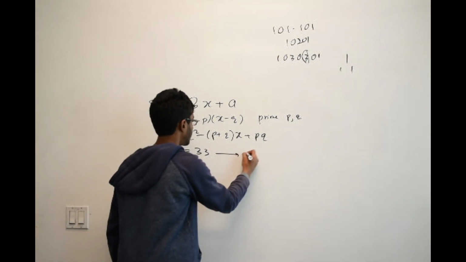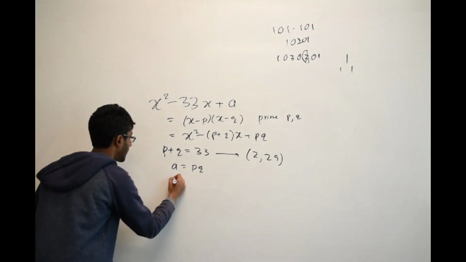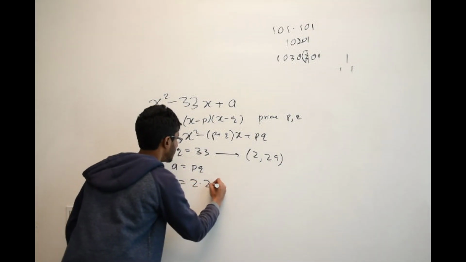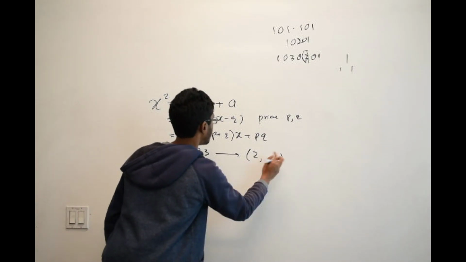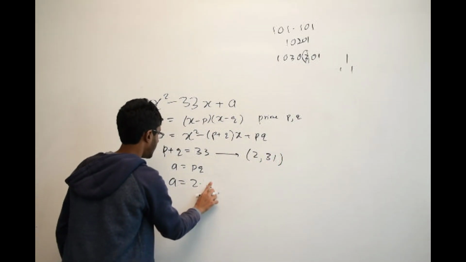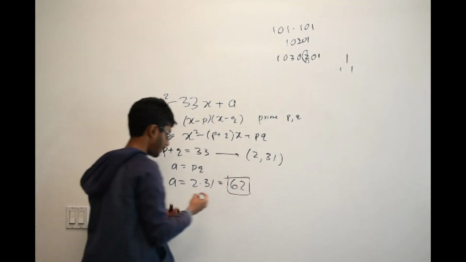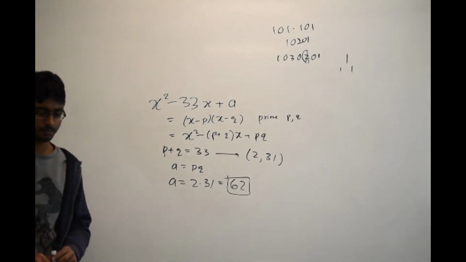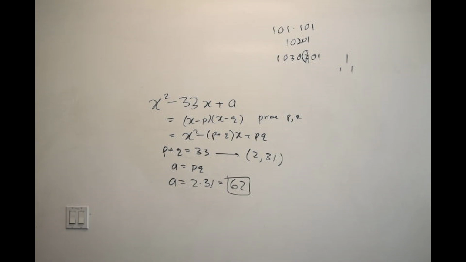And you can guess the solution to be 2 and 29. Once you do that, you can calculate a to be 2 times 29, this should be 31. And a is 2 times 31, which is 62. What letter is that? It's C. So the answer is C.